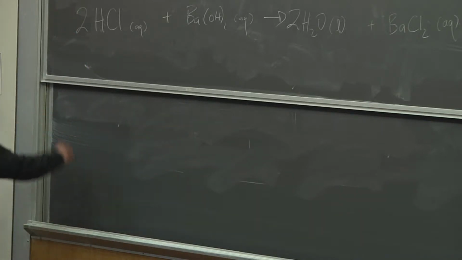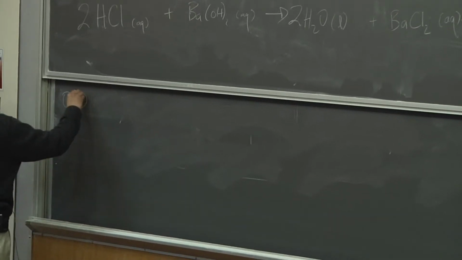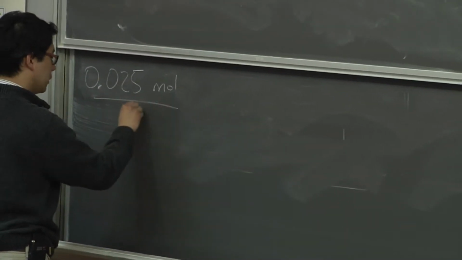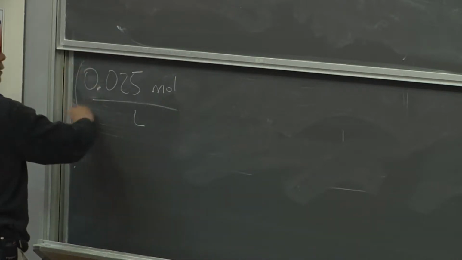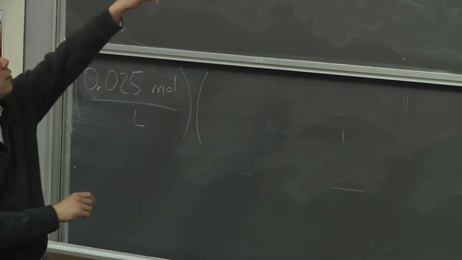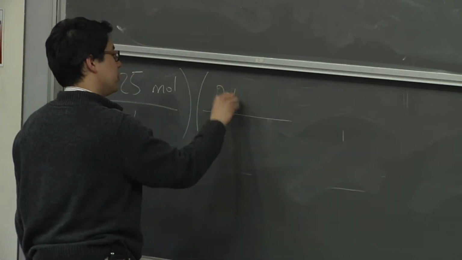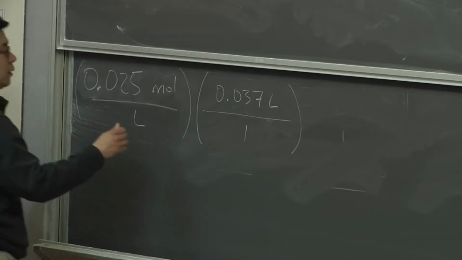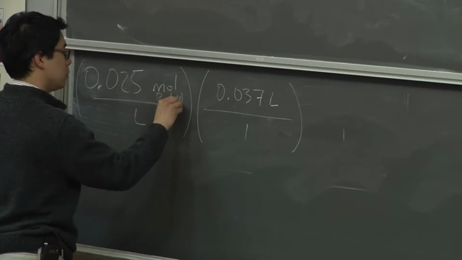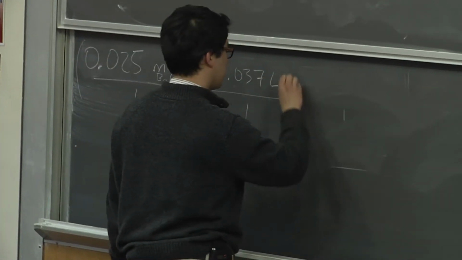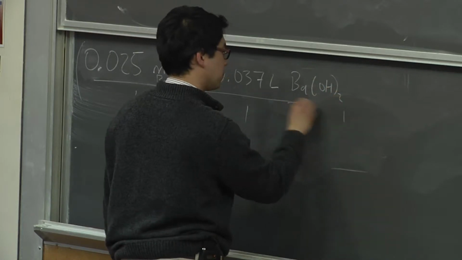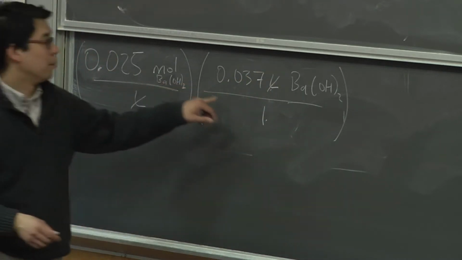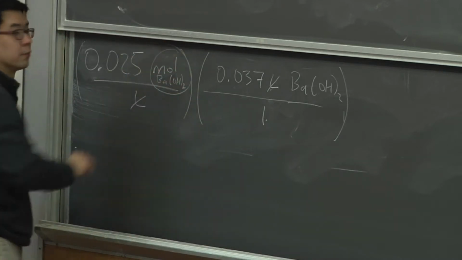So let's start with what we know. We've got 0.025 big M. And when we see the big M, we think moles per liter. And then I'm going to do this conversion in my head. 37 milliliters is 0.037 liters, if I want over 1. And this is moles of BaOH2 and liters of BaOH2. And the liters are going to cancel and give us moles of BaOH2.